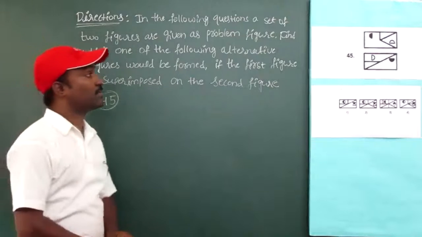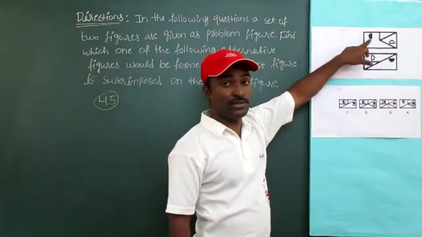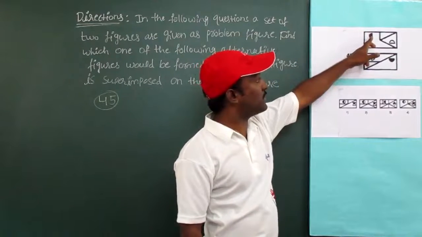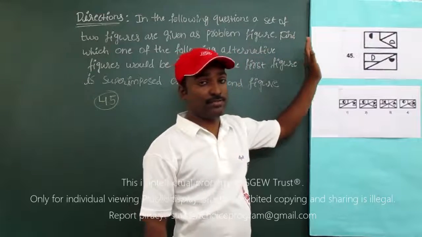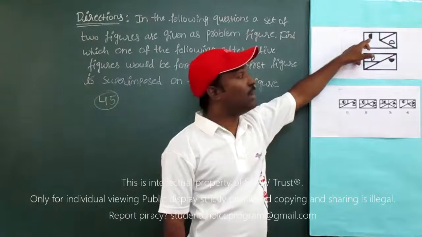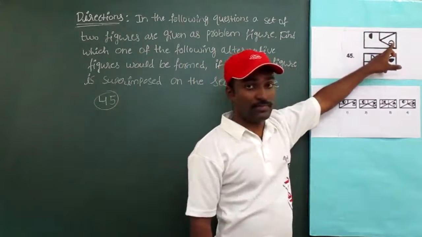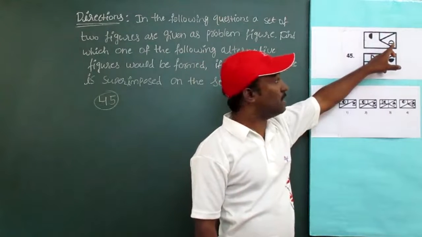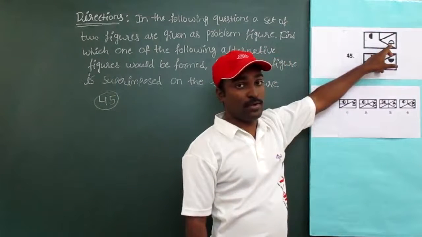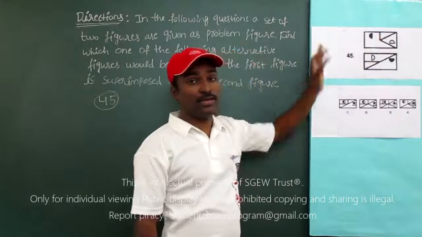We'll take that figure. So in the first figure I am having a semicircle which is present at the top of the rectangle, and also it is present at the left end. It is a dark semicircle. And in the same figure I am having one more semicircle, which is blank, and it is present at the bottom of the rectangle, and also at the right end of that rectangle.